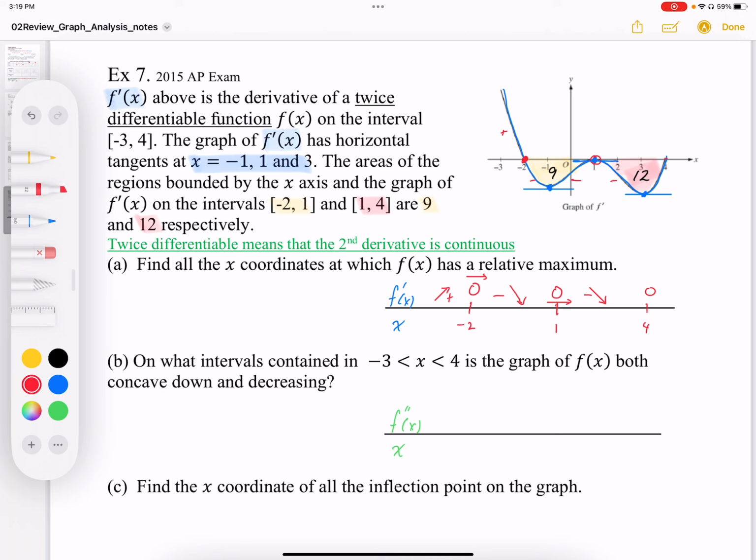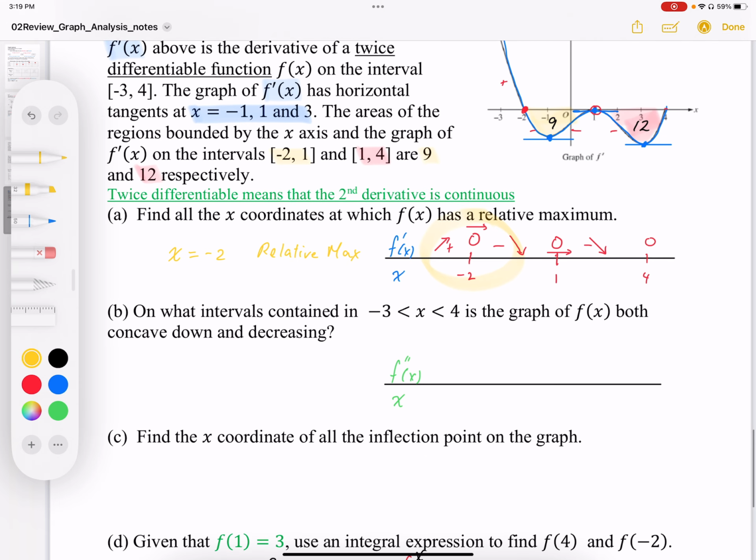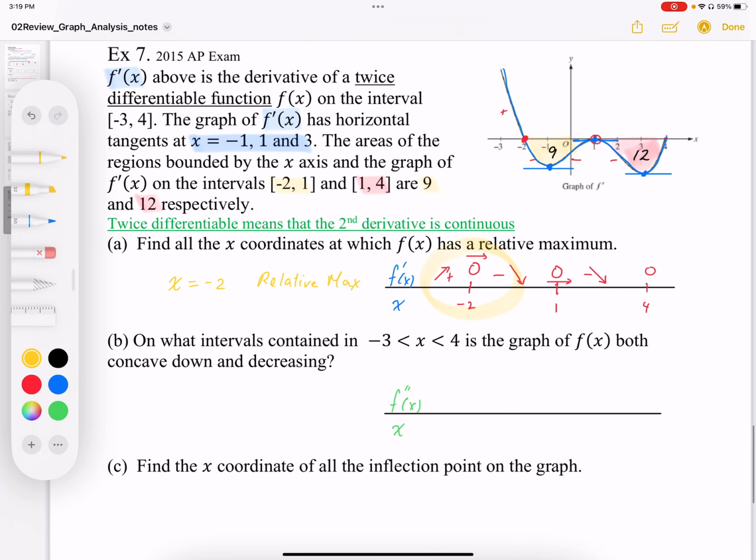So find all the x-coordinates for which f of x has a relative maximum. Well, that's going to occur at this point right there. So at x equals -2, we have a relative max. We can see that based on our slope chart. Part B says, on what intervals contained in -3 to +4 is the graph of f both concave down and decreasing? So we have our decreasing regions here.